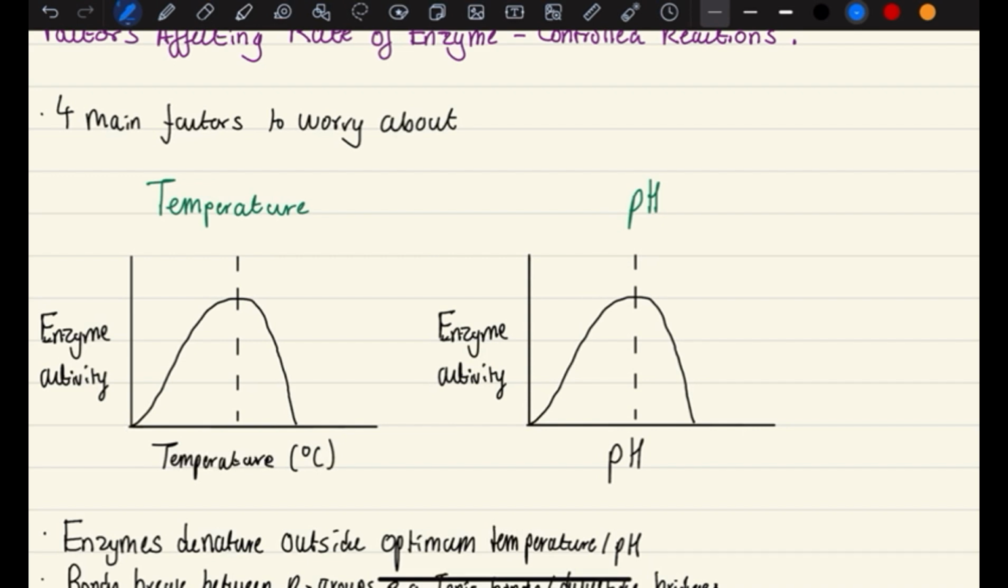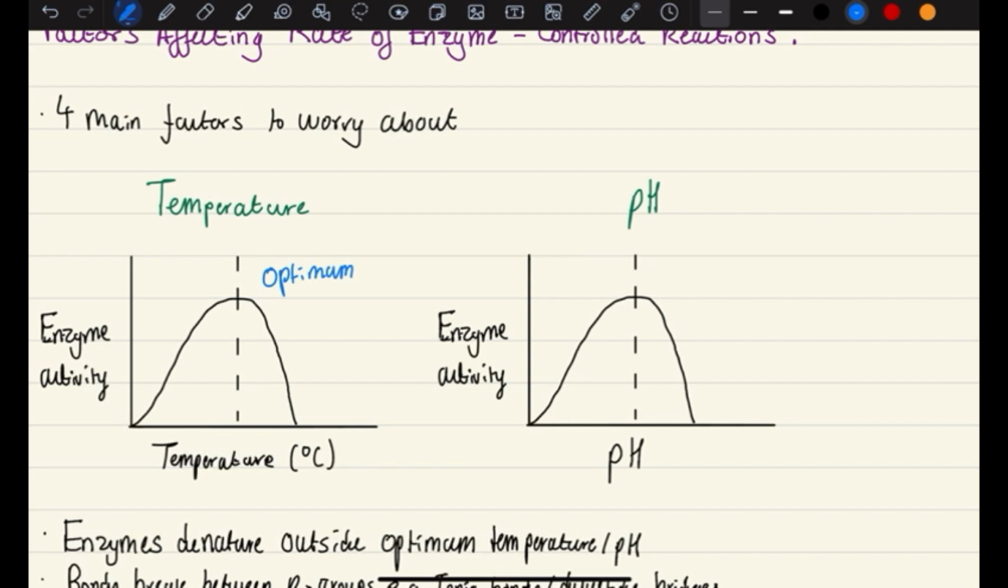You increase temperature, you're going to get to what we call an optimum. At the optimum, this is when your enzyme's like, I'm in my zone. I'm going to increase the rate of reaction as fast as I possibly can. When you go above the optimum for temperature, then we have problems.